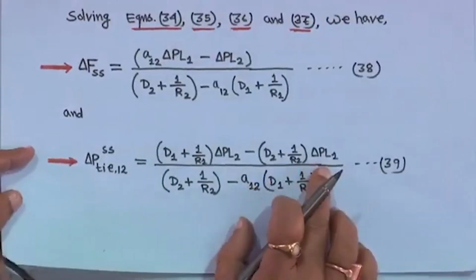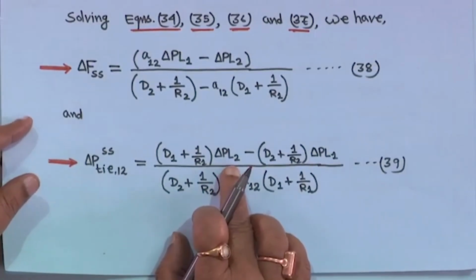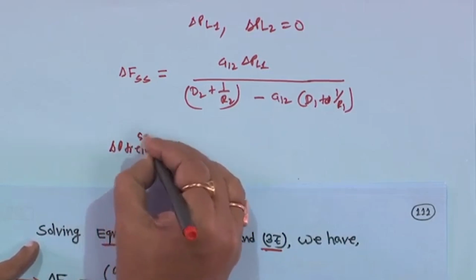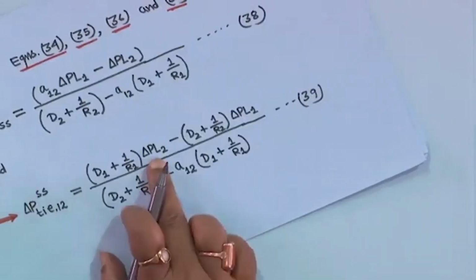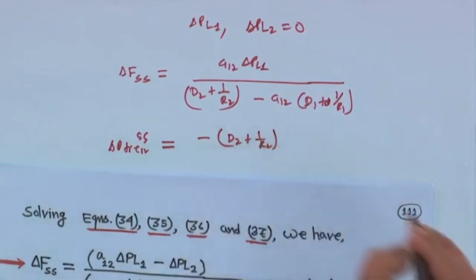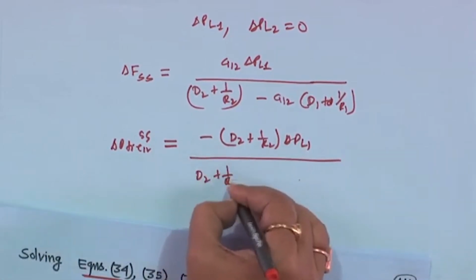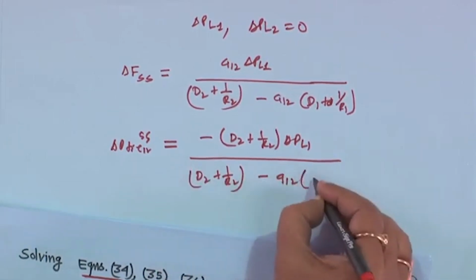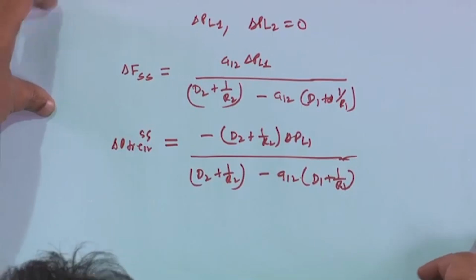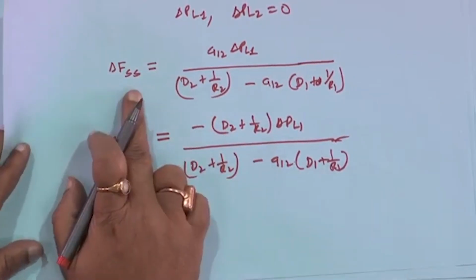Similarly, in the tie power equation, if delta PL2 is equal to 0, then delta P tie 1 to 2 steady state is equal to, this term will not be there, it is minus D2 plus 1 upon R2 delta PL1 divided by the same denominator, D2 plus 1 upon R2 minus A12 into D1 plus 1 upon R1. So this is the expression for this one.